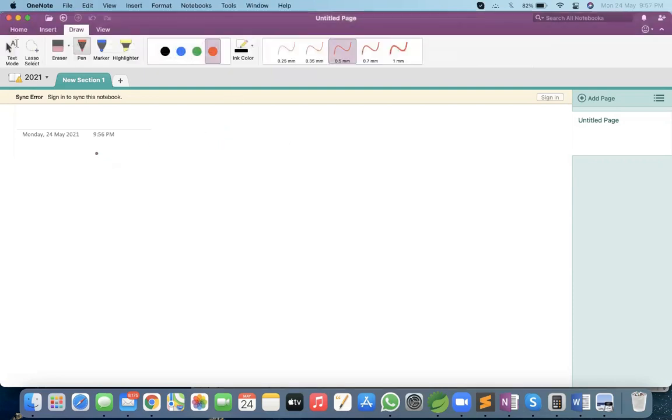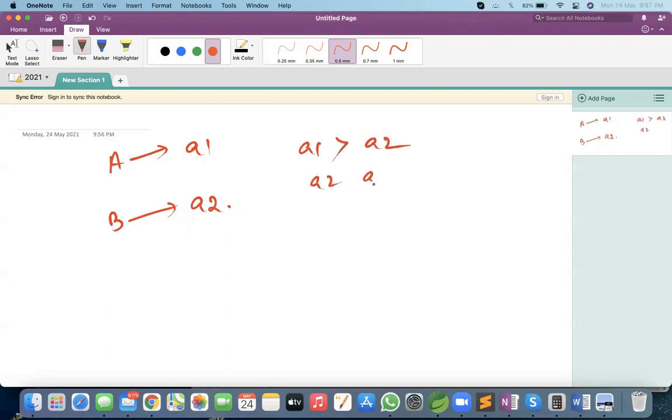So let's assume person A and person B. A wrote an algorithm A1 and B wrote an algorithm A2. Okay. Now, how can we determine whether A1 is better compared to A2 or A2 is better compared to A1? Okay. We need some unit.